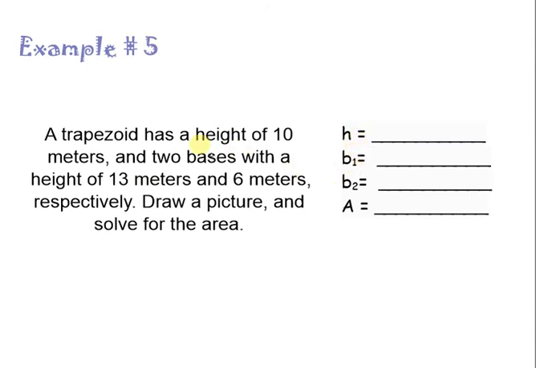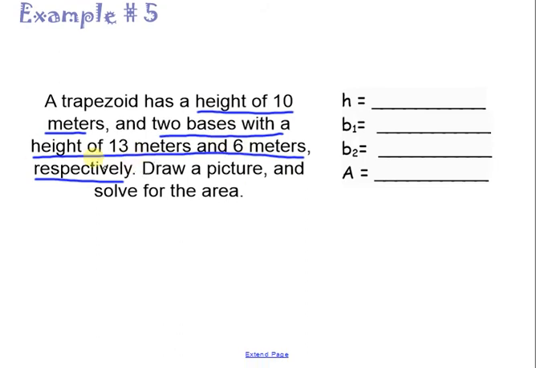A trapezoid has a height of 10 meters and two bases with a height of 13 meters and 6 meters respectively. Draw a picture and solve for the area. So this was a little tricky because they used the word height twice, and you had to read it carefully because in that specific example, that height was talking about the bases. Okay, so I'm actually going to draw this one sideways, and you don't have to, but just to get your brain thinking differently, I'm going to draw this one sideways.